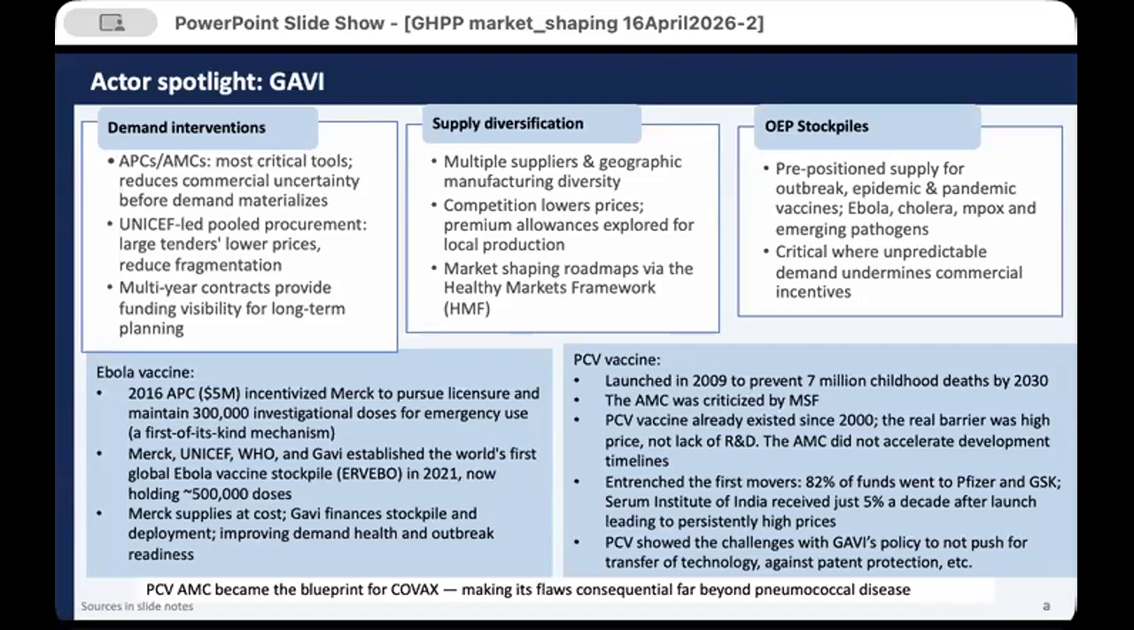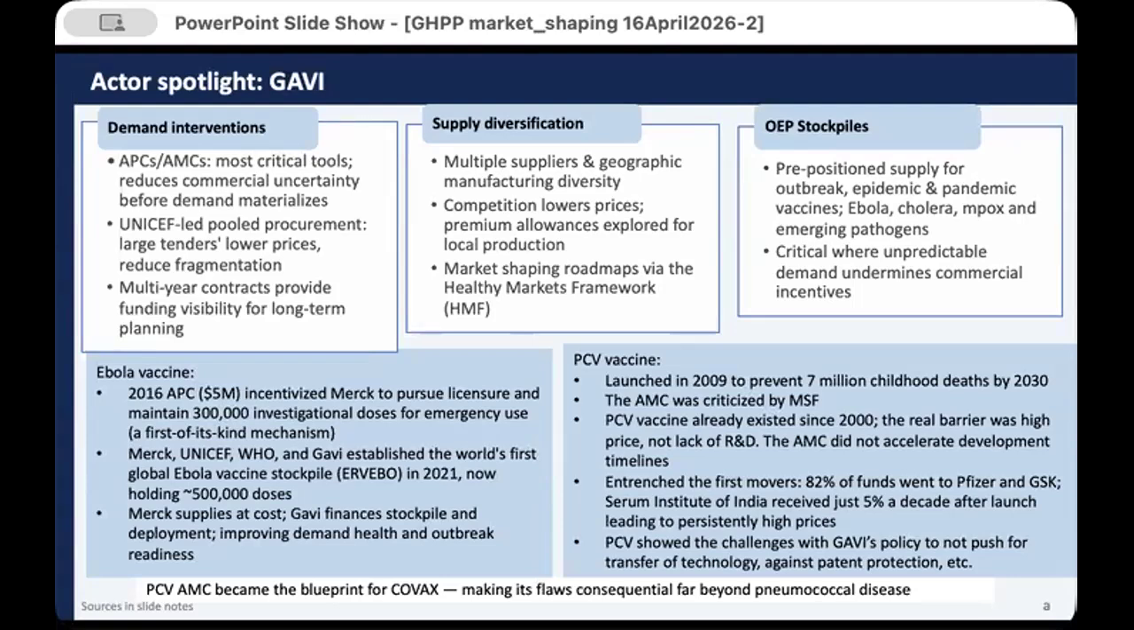On the slide, we have two examples to showcase the good and then not so good impact of Gavi's market shaping efforts. On the Ebola vaccine side, there's a relatively better story. Gavi's 2016 APC incentivized Merck to pursue licensing and maintaining emergency doses, a first of its kind mechanism. By 2021, Merck, UNICEF, WHO, and Gavi, so a bunch of actors, had established the world's first Ebola vaccine stockpile, which now holds roughly 500,000 doses of several outbreak and pandemic vaccines.